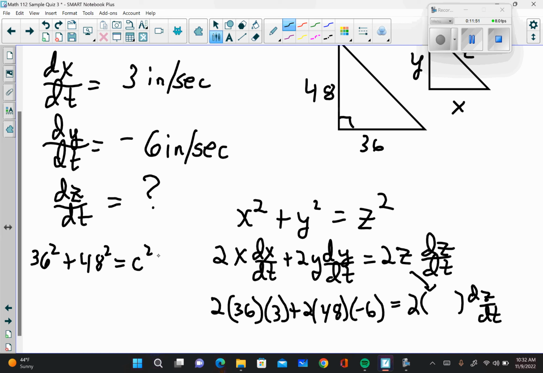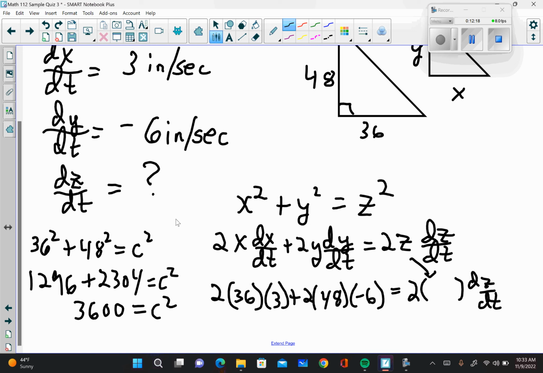36 squared is 1296. 48 squared is 2304. I don't know why I use c instead of z, but it doesn't matter. 1296 plus 2304 is 3600. This equals c squared. That means c has to be the square root of 3600. The square root of 3600 is 60.